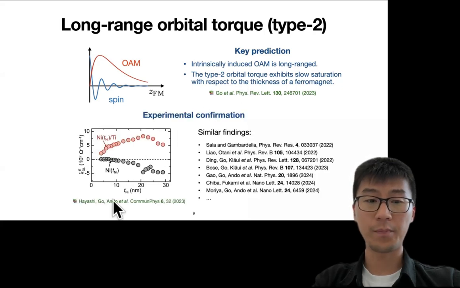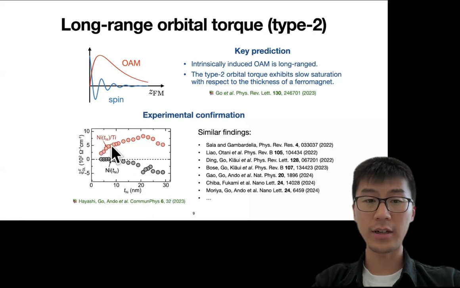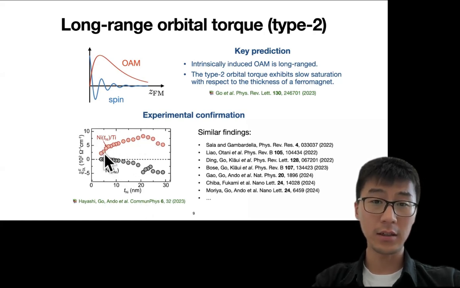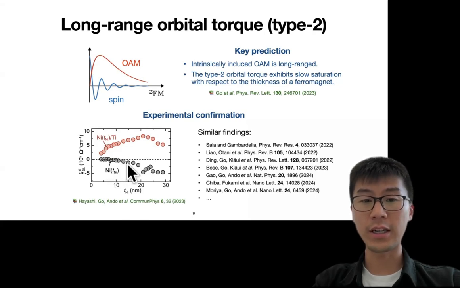For example, in this work, Hayashi and others have shown that the torque efficiency of a nickel-titanium bilayer gradually increases with respect to the thickness of nickel. So this is quite a clear indication that the length scale for the torque is somewhat far beyond the spin dephasing length. And also, by comparing the torque contribution from pure nickel, it shows that the self-torque contribution is actually opposite to what was observed here.